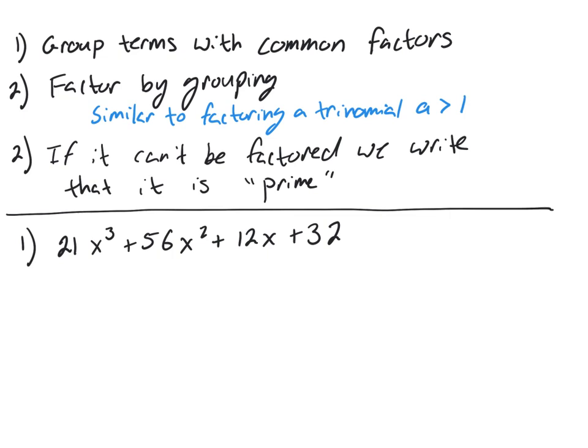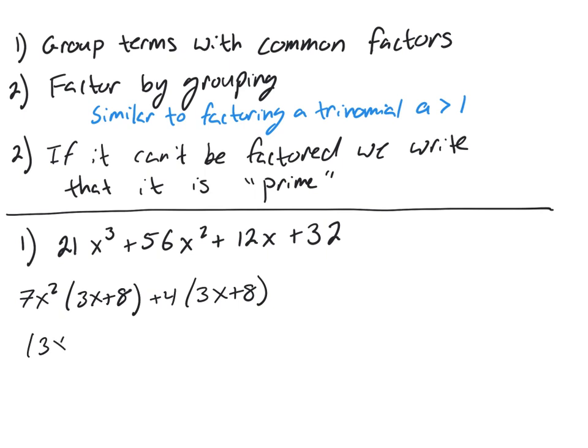This one is already nicely set up with the terms with common factors already grouped together. These first two terms have a factor of 7x squared, and these two terms here have a factor of 4. So if I factor out a 7x squared from the first two terms, I'm left with 3x plus 8. Then I factor a 4 out of the second two terms, so plus 4 times 3x plus 8. And then we're left with that common binomial factor, 3x plus 8.